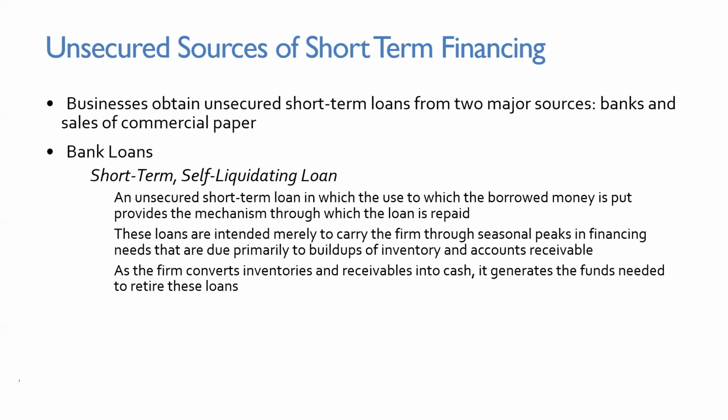Now, in terms of unsecured sources of financing, businesses usually obtain unsecured short-term loans from two major sources, banks and the sales of commercial papers. Bank loans, for example, are short-term self-liquidating loans. An unsecured short-term loan in which the use to which the borrowed money is put provides the mechanism through which the loan is repaid. These loans are intended to mainly carry the firm through seasonal peaks in financing needs that are due primarily to build-ups of inventory and accounts receivable. As the firm converts inventories and receivables to cash, it generates the funds needed to retire these loans.